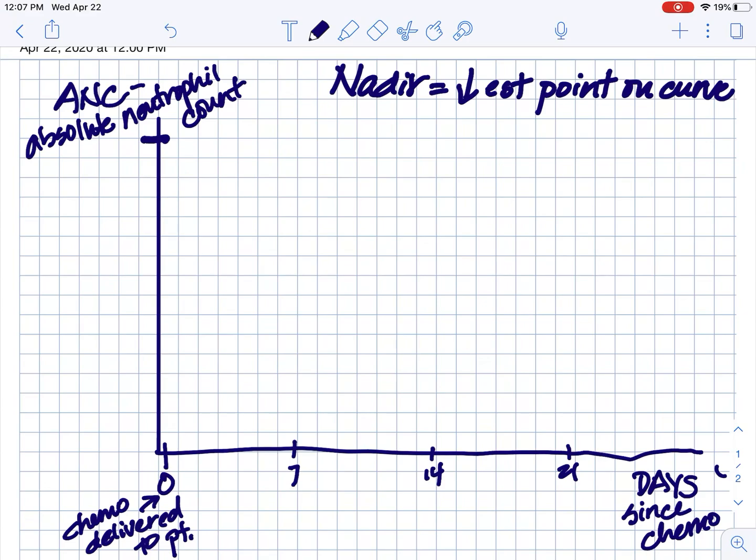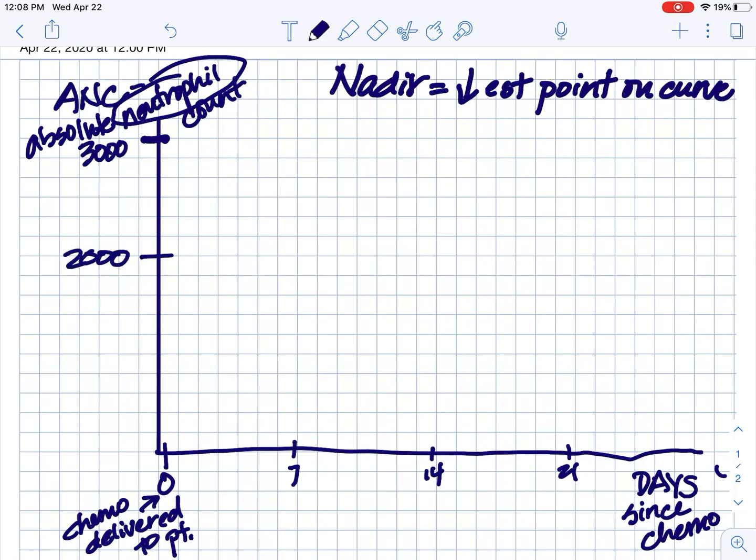All right? So it's a part of the white count, but remember, you have white blood cells and you have all these different cells. You have lymphocytes, eosinophils, basophils, and neutrophils is one of those. We're interested only in the neutrophils for the most part, okay? So let's just say that the patient starts out with an absolute neutrophil count of 3,000, all right?